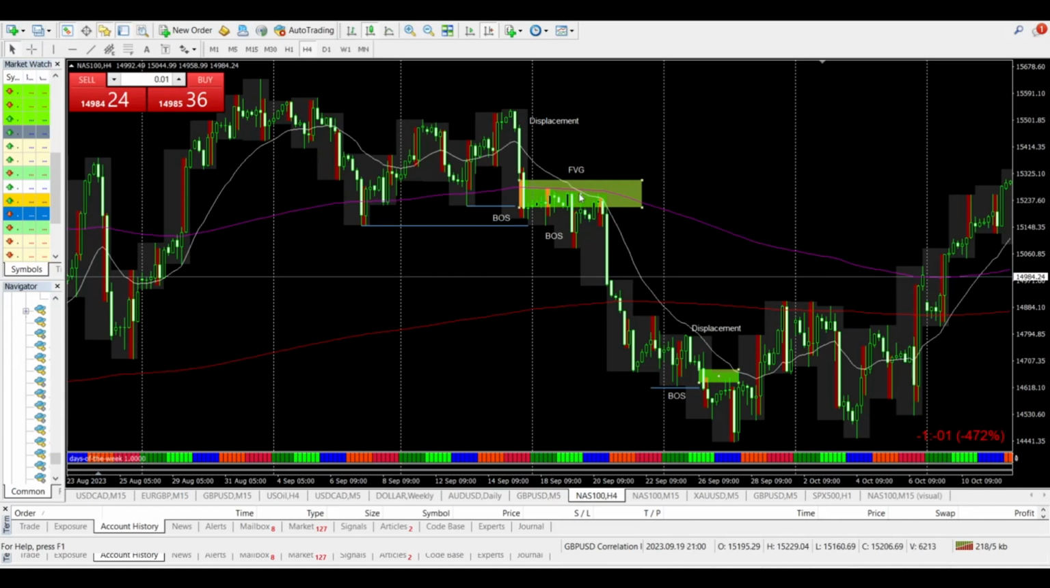And here you also see another break of structure. And then price goes back into the fair value gap, again respecting the 50% level. And this is where you can enter. You can enter off of this wick or as price moves back into the fair value gap.